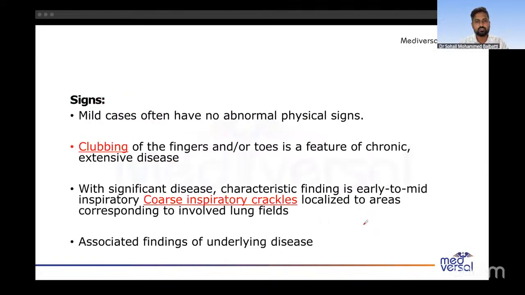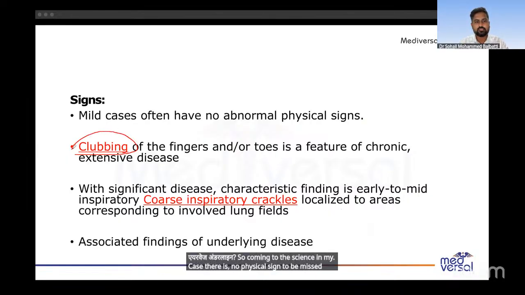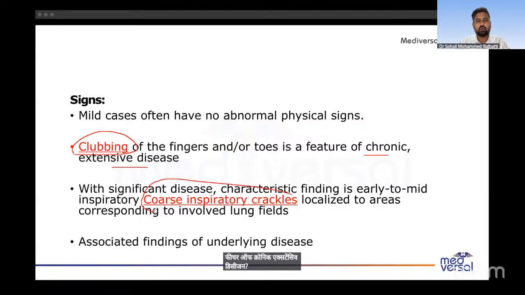So coming to the signs, in mild cases, there is no abnormal physical sign you find in bronchiectasis. That's why it tends to be missed in OPD. And clubbing, yes, clubbing can be seen in bronchiectasis. One of the respiratory causes for clubbing is bronchiectasis, and it's a feature of a chronic extensive disease which is leading to hypoxia. And a very important finding on auscultation is early or mid inspiratory coarse, initially they used to describe it as leathery coarse crepitations you can hear, which is localized to the area where the lung fields are involved.